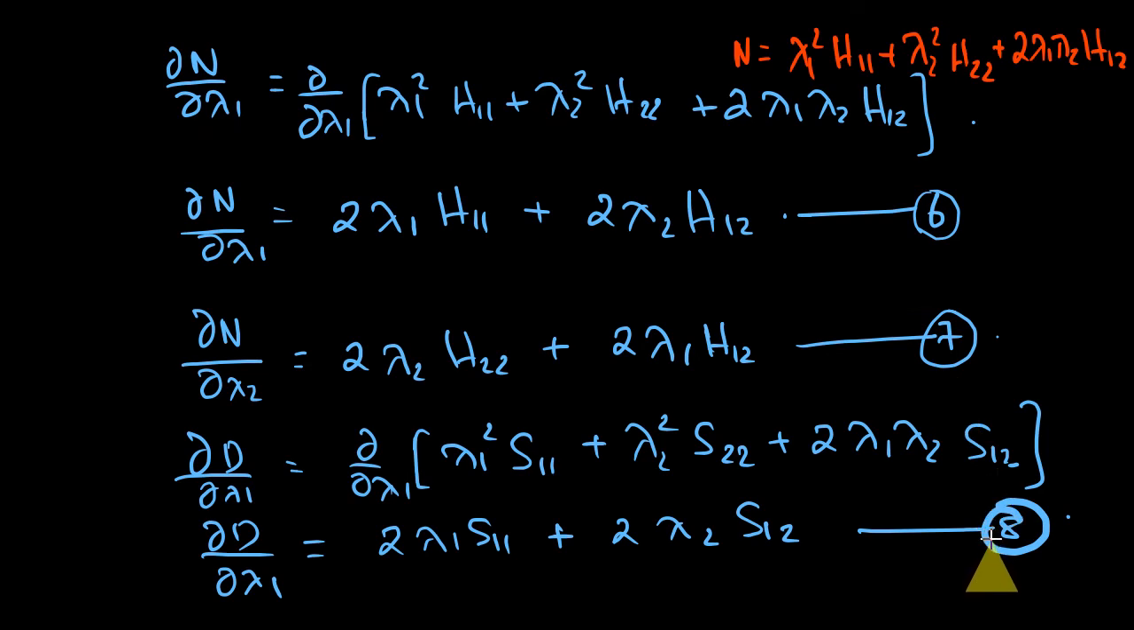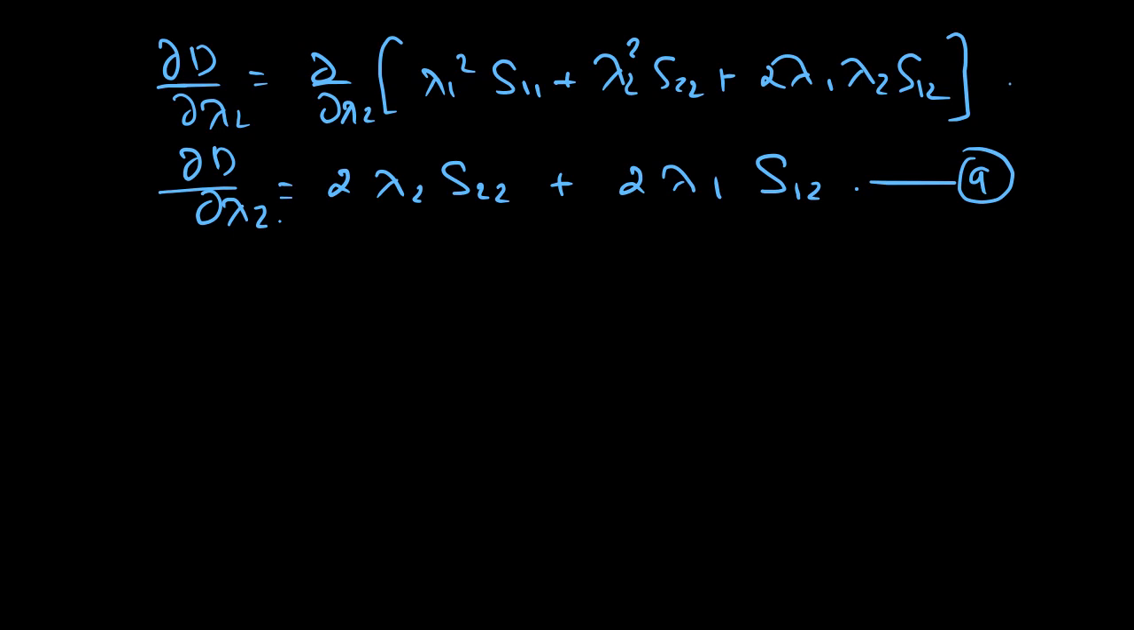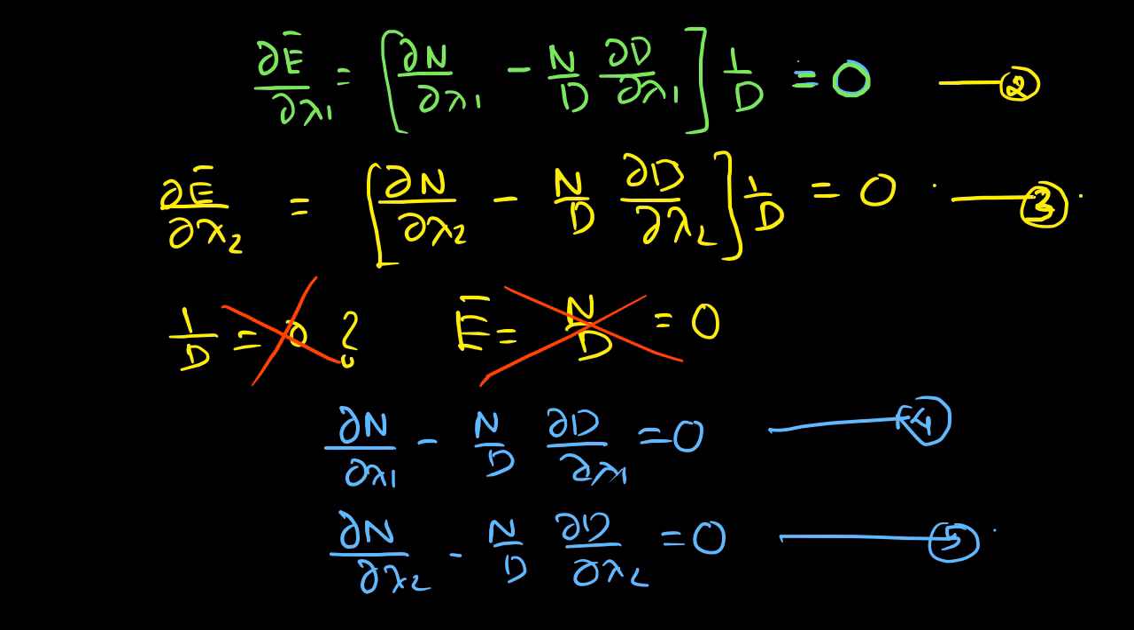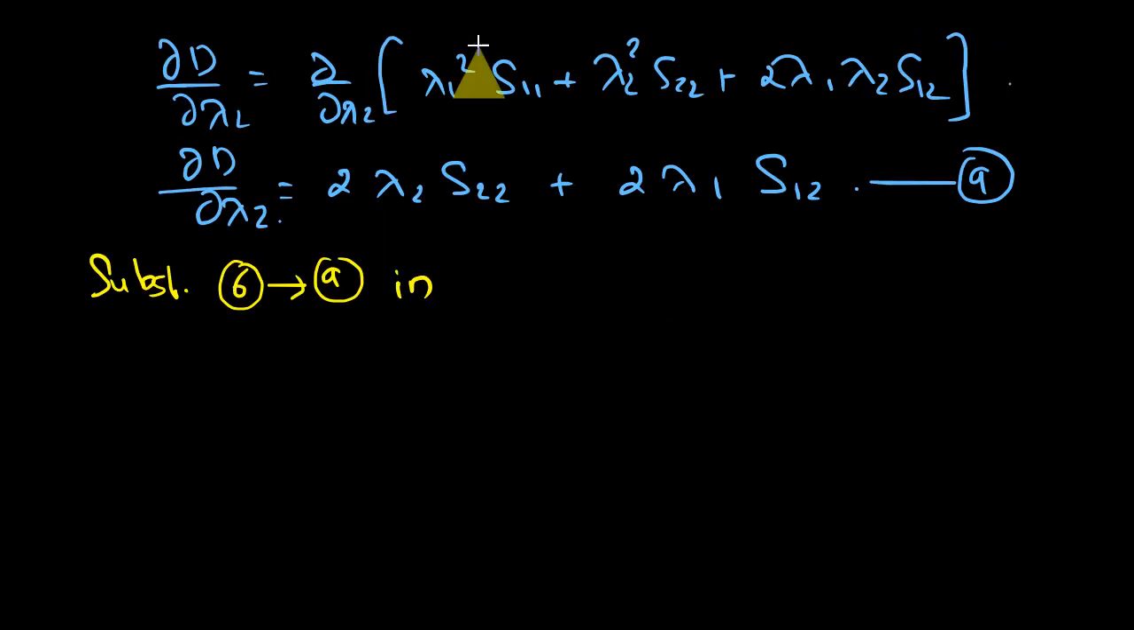And we are going to substitute equations 6 to 9. Where are we going to substitute them? We are going to substitute in the two expressions that we got earlier. I will show you those expressions. See these two expressions, four and five. Dou n by dou lambda 1 minus n by d, dou d by dou lambda 1 is equal to 0, and the other expression. So we are going to substitute in 4 and 5.